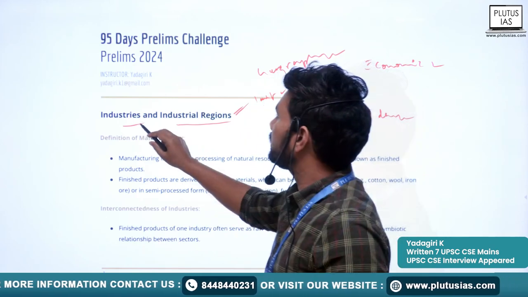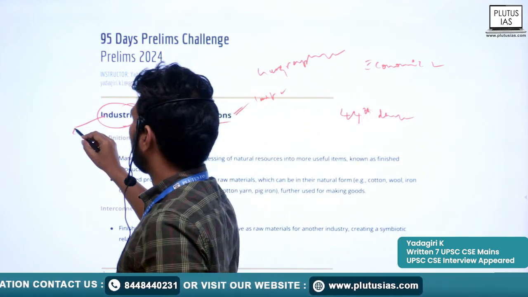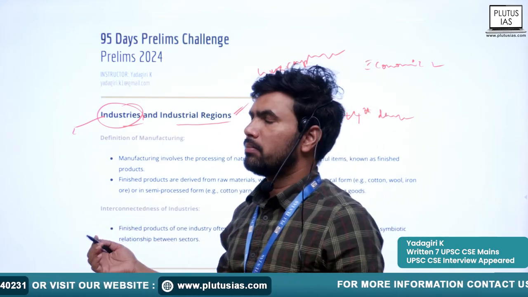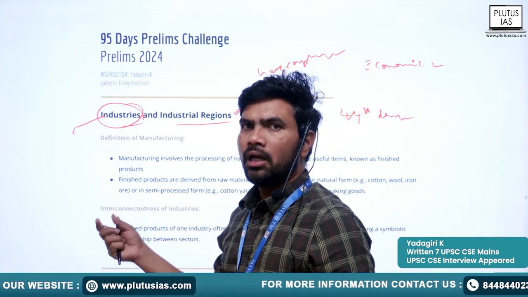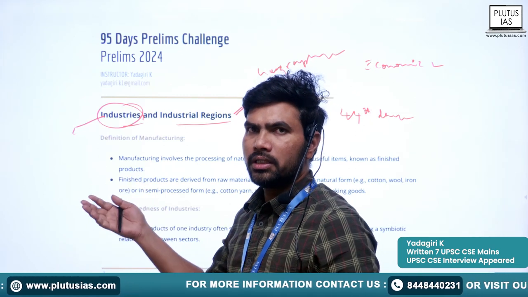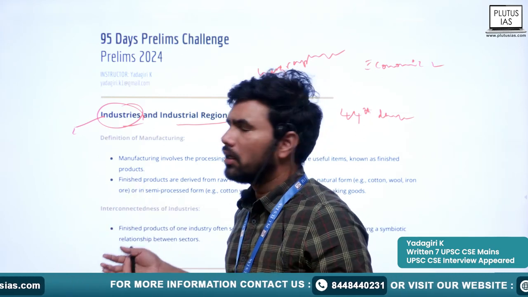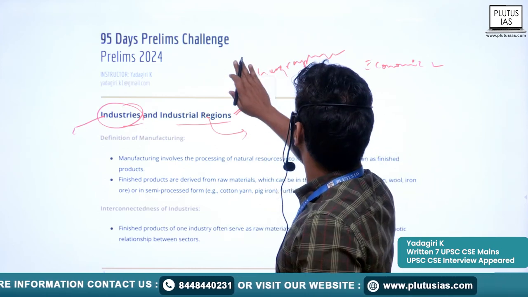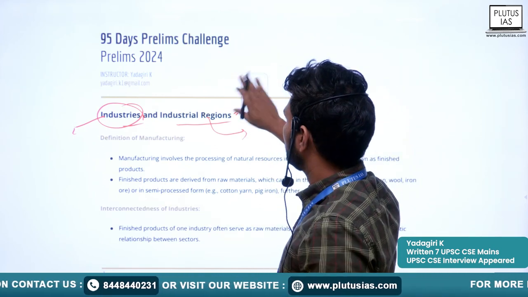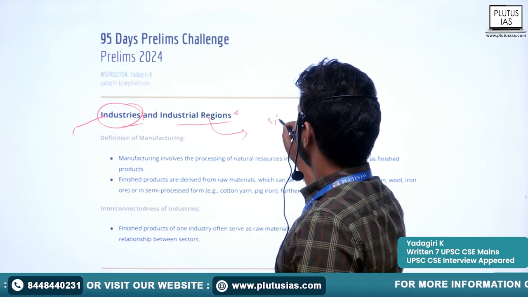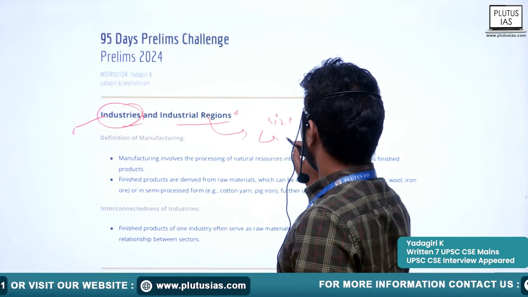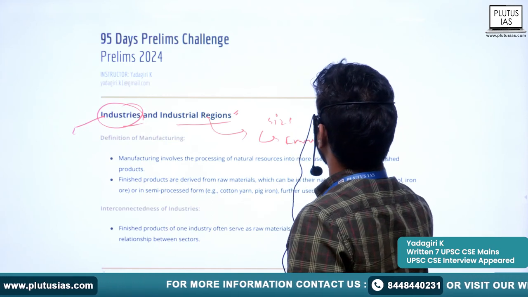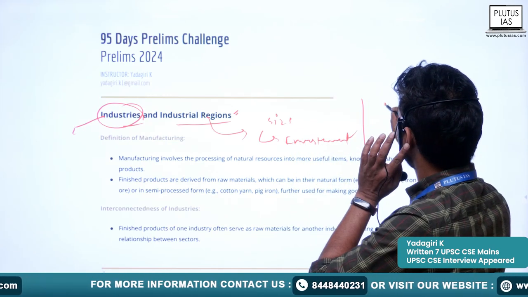So industries, basically there are many classifications. One classification is micro, small and medium enterprises, MSME, and big industries are there. So very many bases are there for division of industries. One is based on the size, next is based on the investment. Next is based on, we can say, ownership.